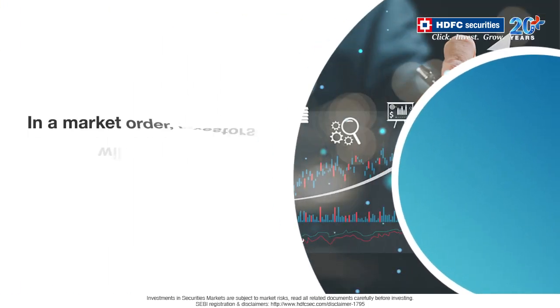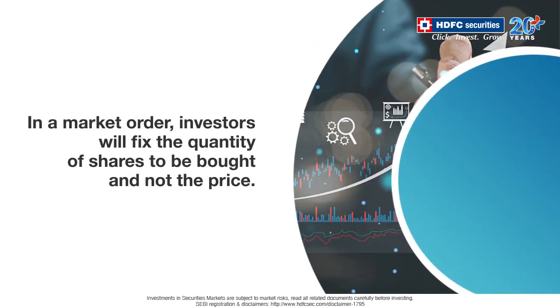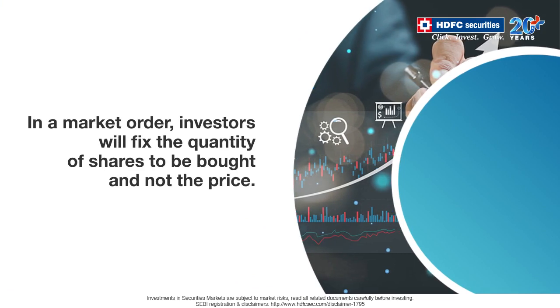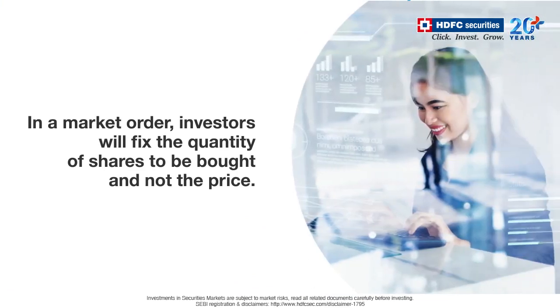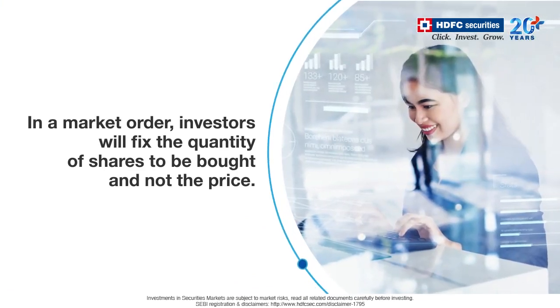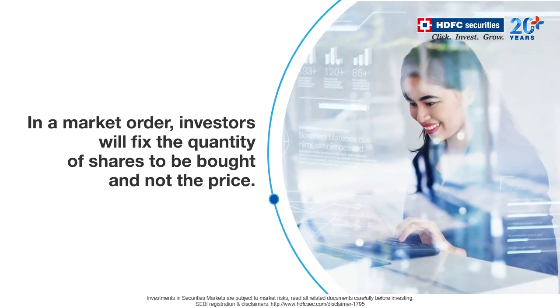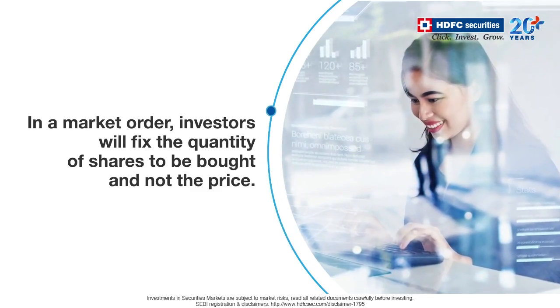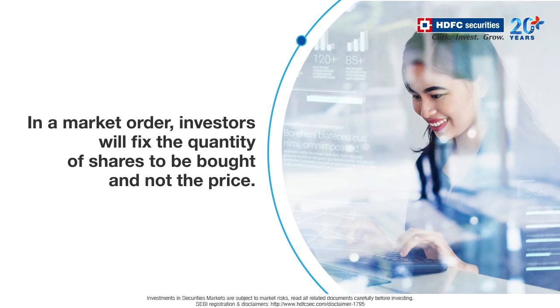In a market order, investors will fix the quantity of shares to be bought and not the price. For example, if Tina wants to buy 200 shares, her order will get placed at the active or live market price of that time.